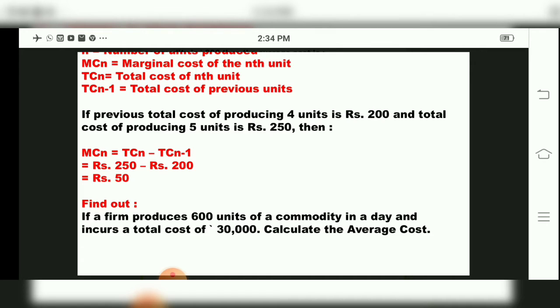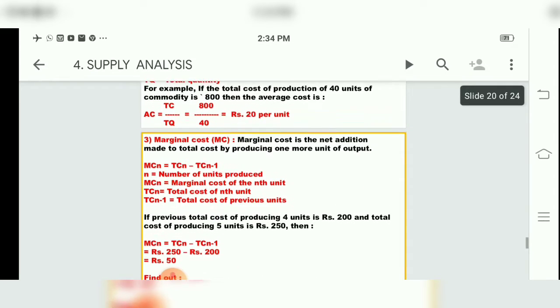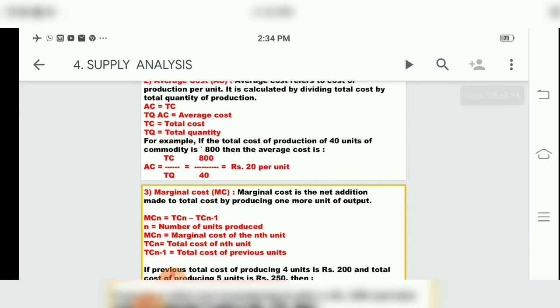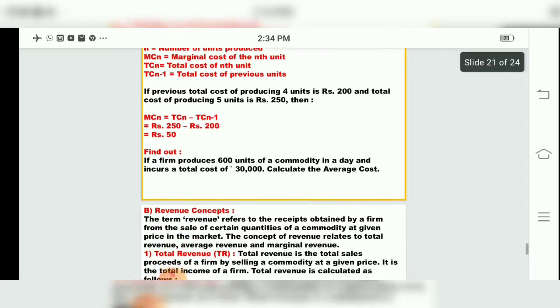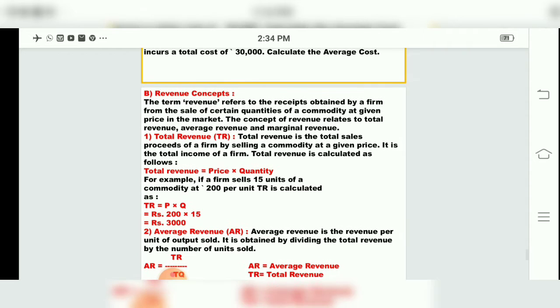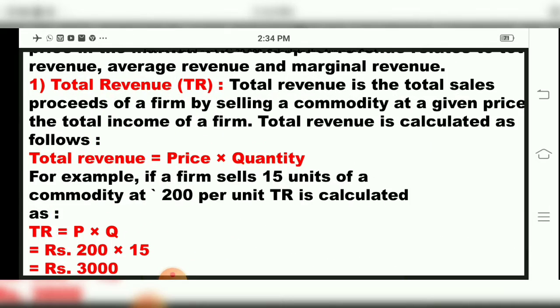Now one example we have given in the textbook that we will solve offline. Just listen to what it is. If a firm produces 600 units of a commodity in a day and incurs a total cost of 30,000, calculate the average cost. Now the formula for average cost is what, children? Total cost divided by total quantity. So we have to divide 30,000 by 600. Whatever the cost comes, we'll discuss offline.